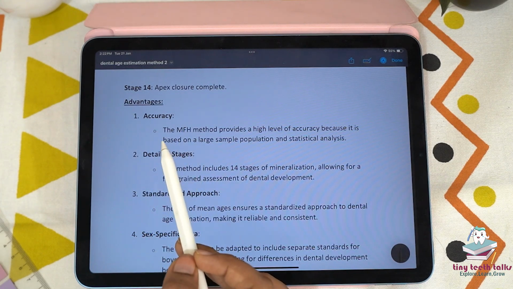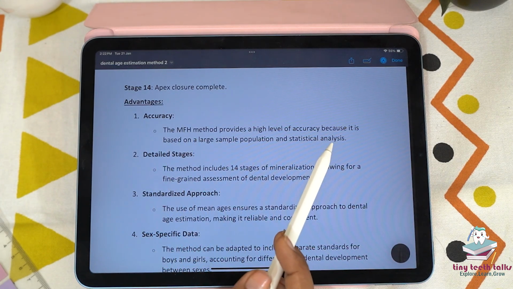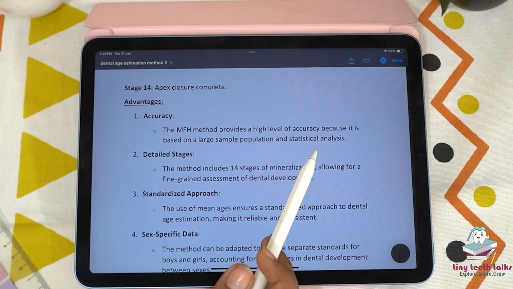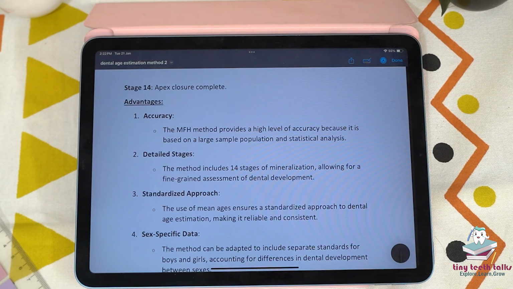Advantage: accuracy. The MFH method provides a high level of accuracy because it is based on a large sample population and statistical analysis. So they use a mean age, which is derived from the large sample size. Basically, they collected a large population sample and applied the stages to the mean age calculated from the collected sample.